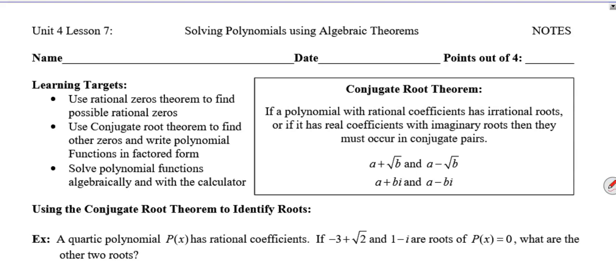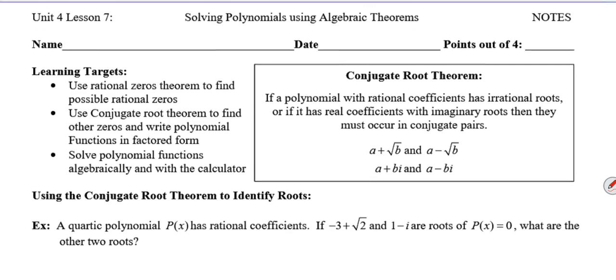Okay, so welcome to the Unit 4 Lesson 7 video on solving polynomials using algebraic theorems. In this lesson, we're going to talk about the theorems that have been guiding our process so far and tie it all together for solving some more complex problems.